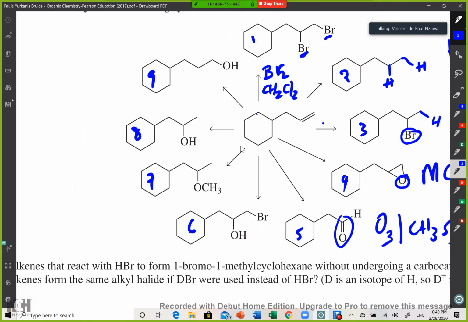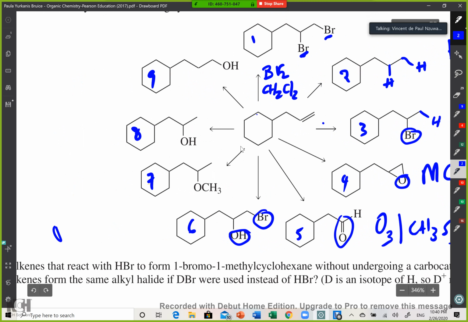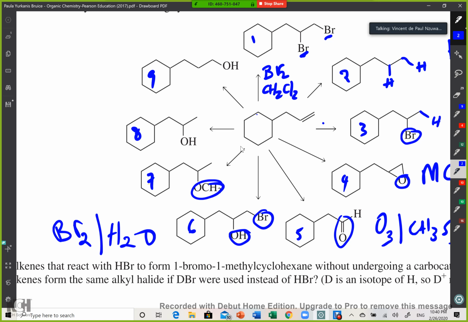Number six, two things. You're adding a Br and you're adding an OH. If you're adding a Br, then that's Br2. And because you're adding the OH, that will be in the presence of water. Number seven, we are adding an OCH3 and an H. There's a hidden H there. Because you're doing that, it means it is an acid-catalyzed reaction in the presence of an alcohol, CH3OH.